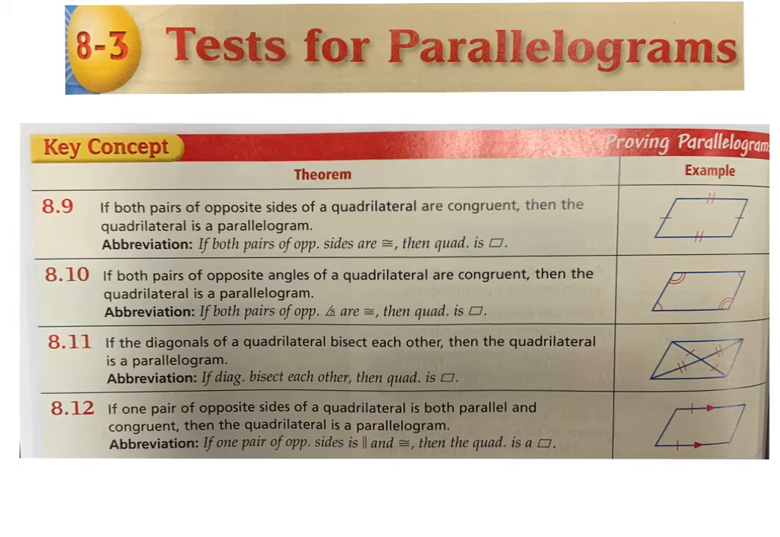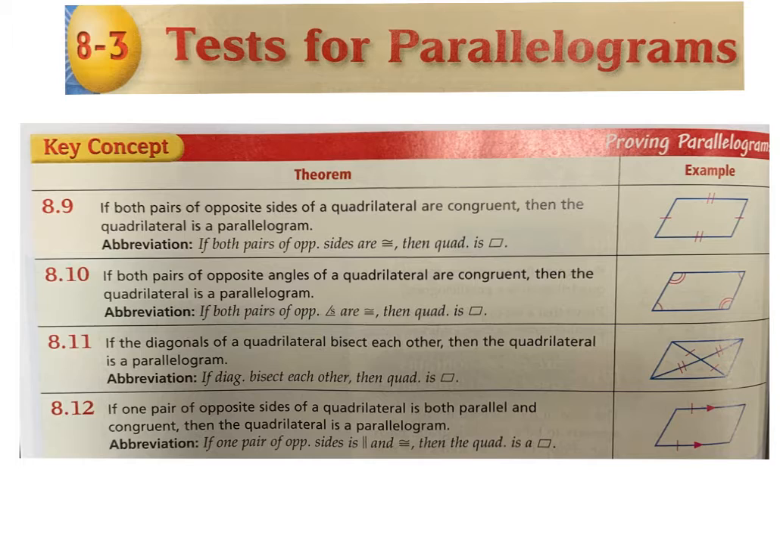In section 2, we said if you have a parallelogram, then you know this. Now they're just flip-flopping it. So theorem 8.9: if both pairs of opposite sides of a quadrilateral are congruent, then it's a parallelogram. So you literally just flipped it. The other one said if it's a parallelogram, your opposite sides are congruent. This one says if your opposite sides are congruent, it's a parallelogram.